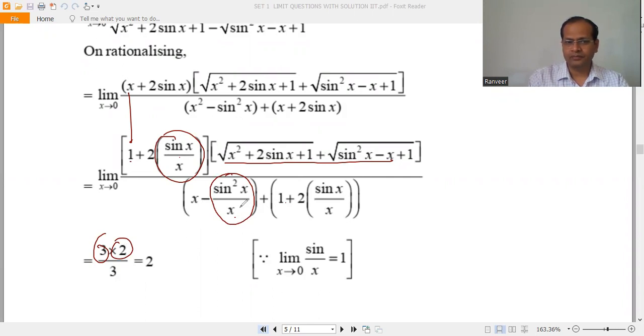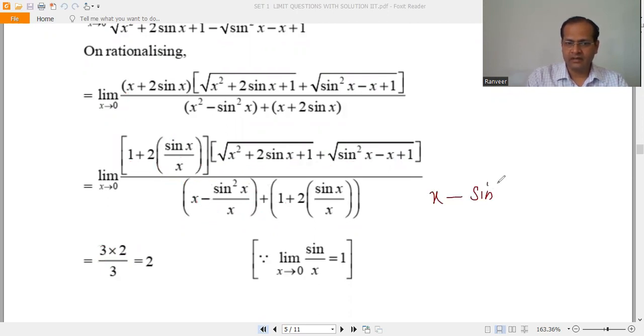So what do we have to do? We have to multiply by x, so that this becomes 1 and this is x. So x gets cancelled. This is very important. Now I'm doing it separately, x minus sin square x by x. Sin square means what? This is x square. So just multiply by x and multiply here by x. So this term is 1.